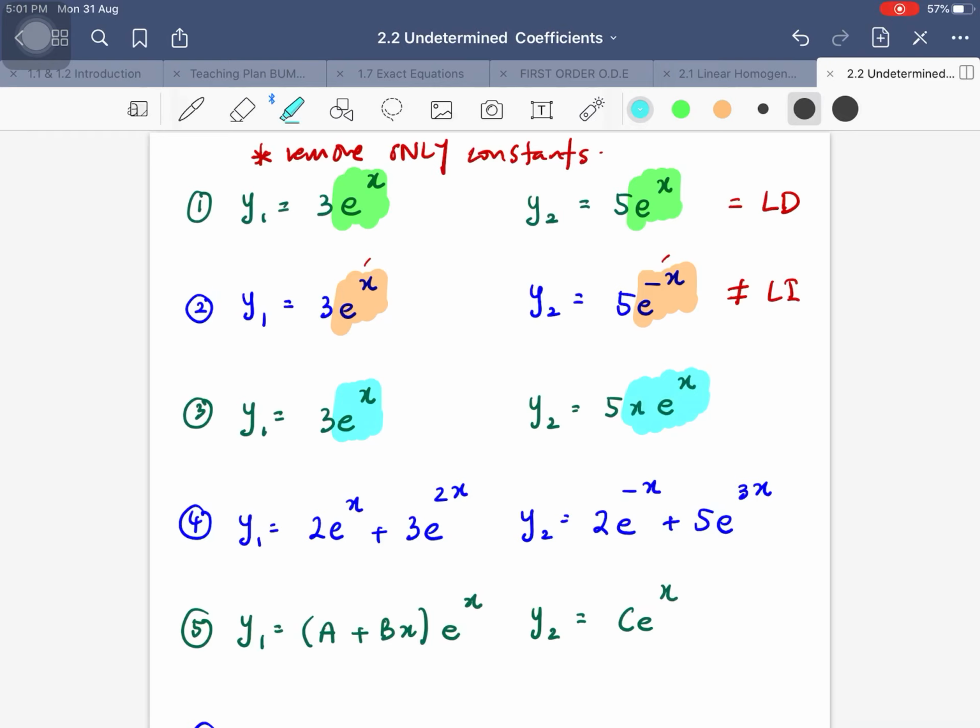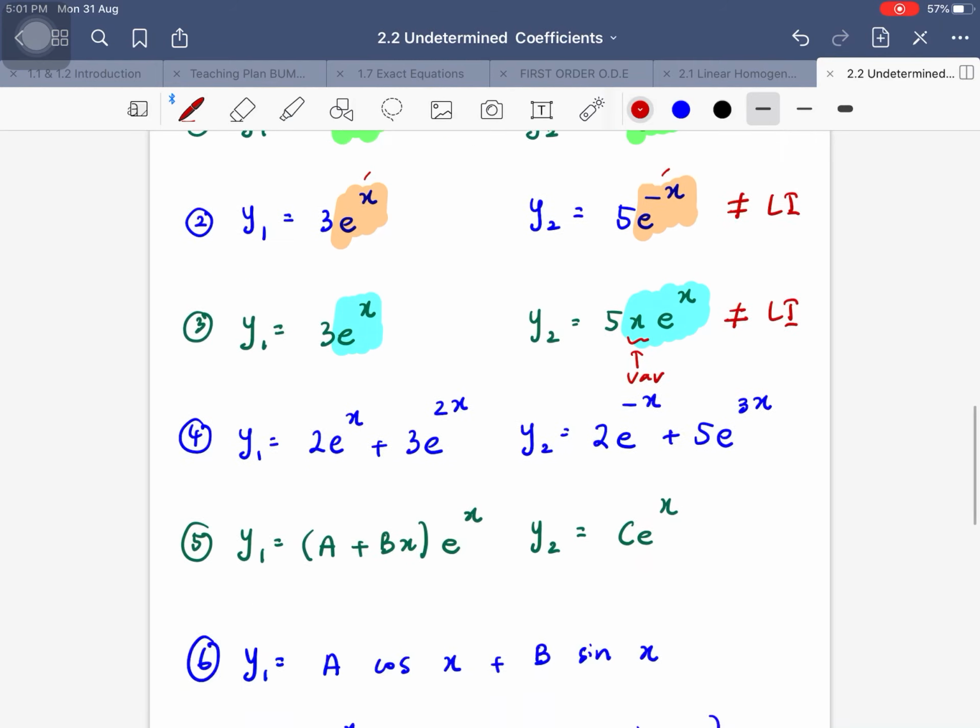Why don't I remove the x? Because x is a variable. You only remove constants. And of course, when I compare both of these, they are not the same. Automatically, they are linearly independent, because one is exponential of x, one is x exponential of x.